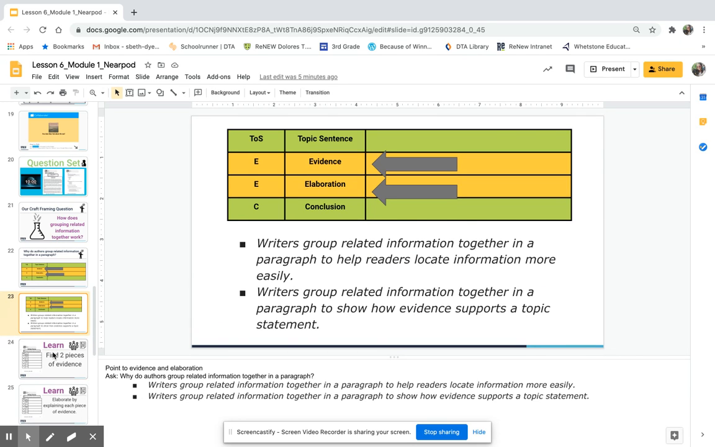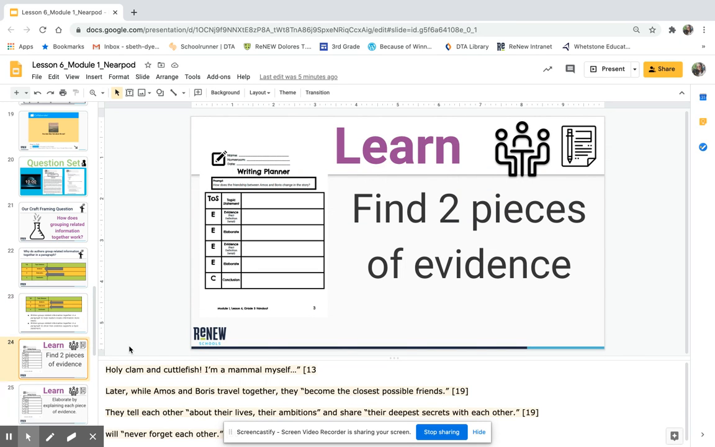So, what you need to do now in your Nearpod is find two pieces of evidence for this question. Your prompt says, how does the friendship between Amos and Boris change in the story? This writing planner is in your binder behind your response journal on page 29. The first thing you're going to do is find two pieces of evidence.